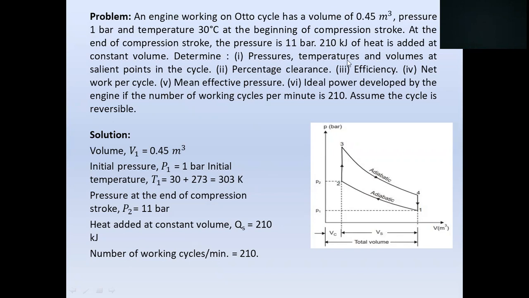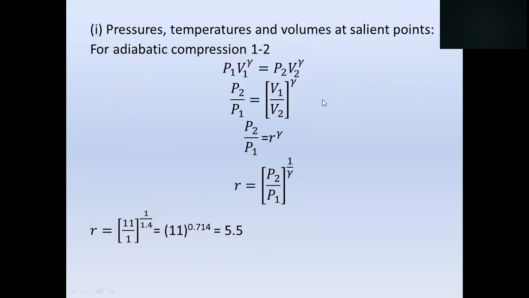Determine pressure, temperatures, and volume at salient points in the cycle. So you need to find all the values of pressure at all states, then temperature at all states, and volume at all states. Second, percentage clearance. Third, efficiency. Fourth, net work per cycle. Fifth, mean effective pressure. Sixth, ideal power developed. Number of working cycles per minute is 210. Assume that cycle is reversible.